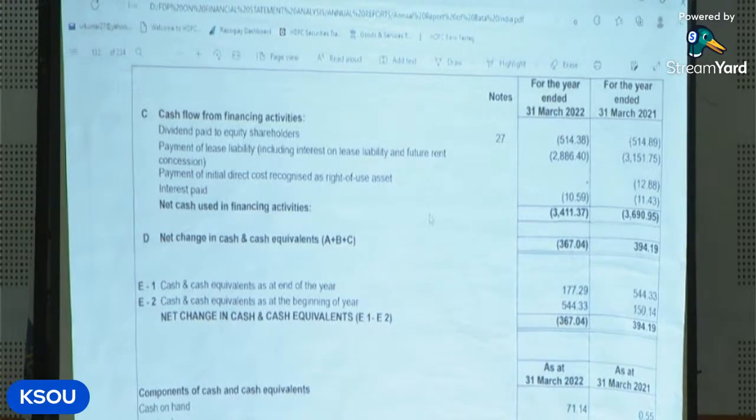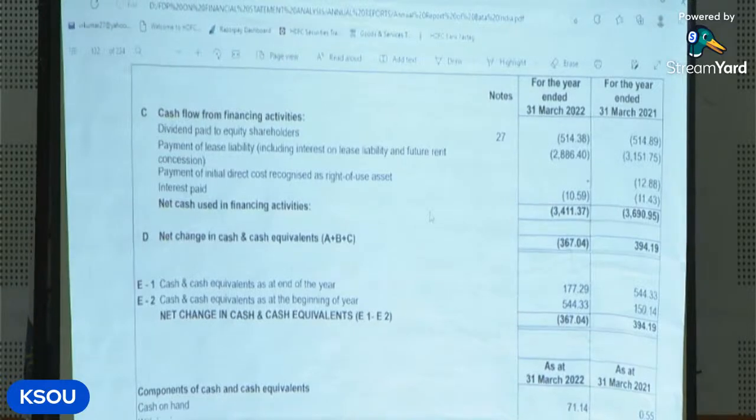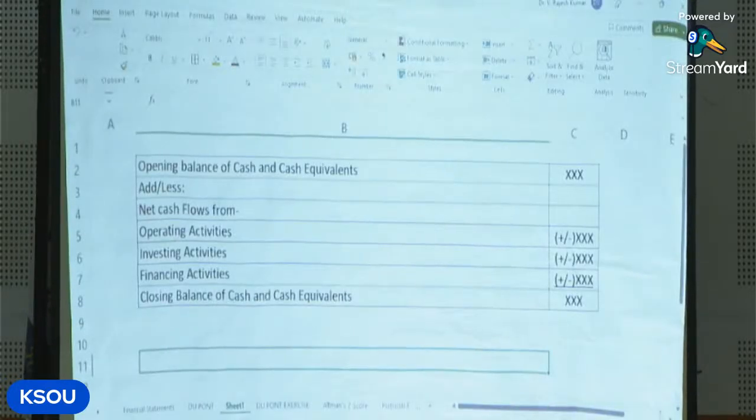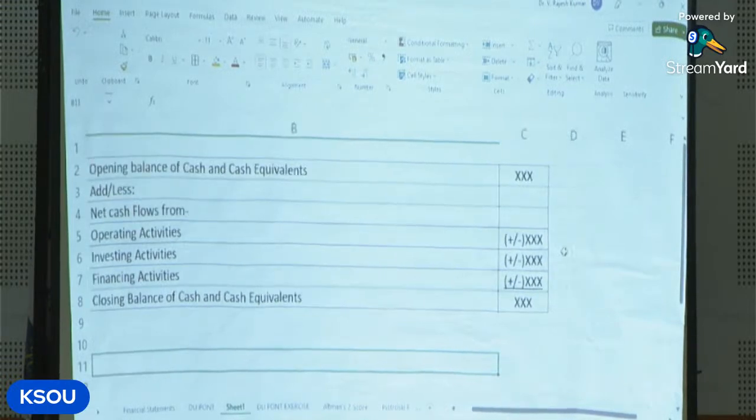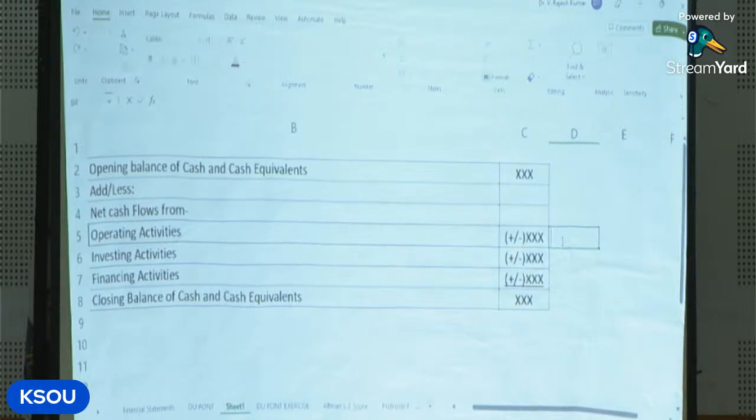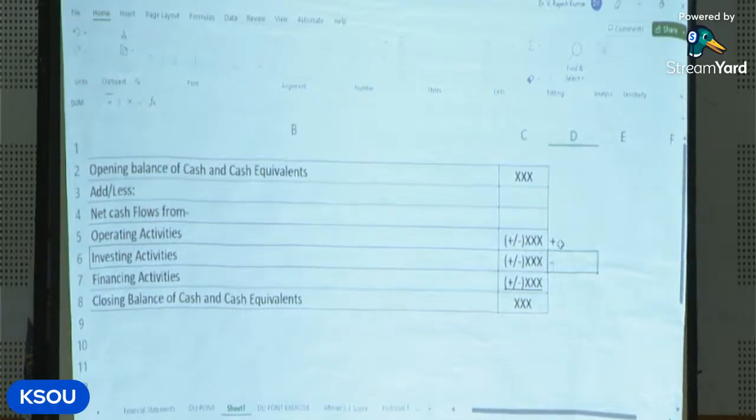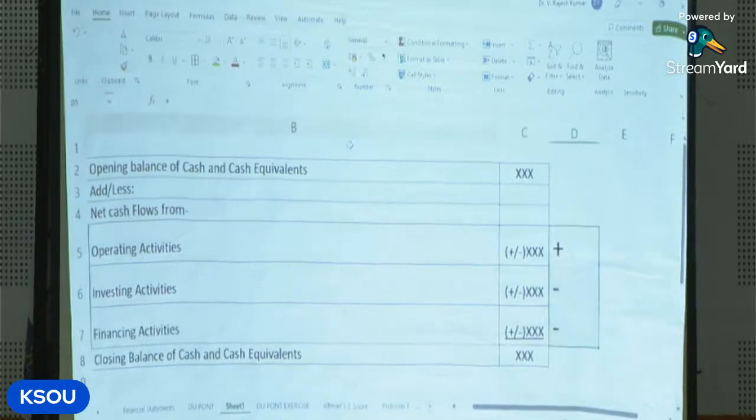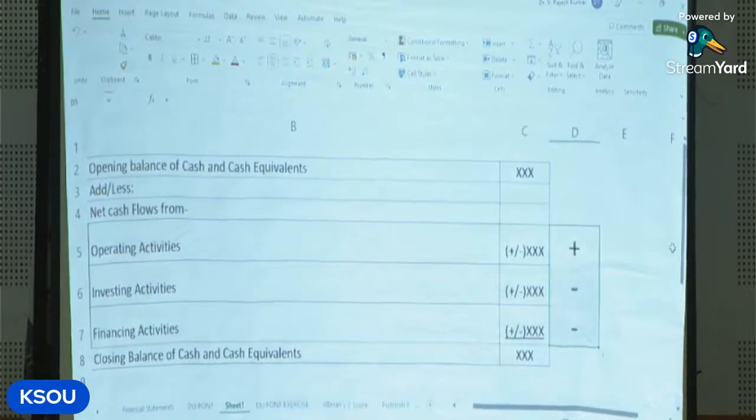Numbers are not what we need. What we need is the net positive or negative. Now, assume for a company's cash flow statement, net cash flow from operating is plus, investing is minus, and financing is minus. So let us say for a company, it is plus, minus, minus. Net cash flow from operating activities is positive, other two are negative.